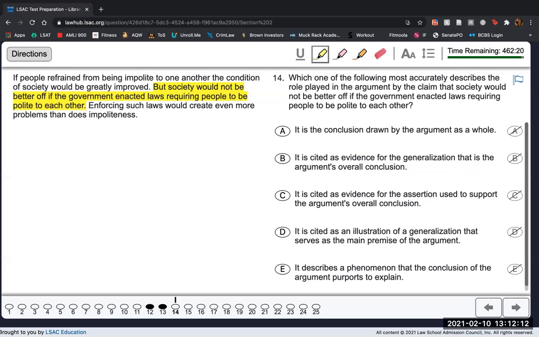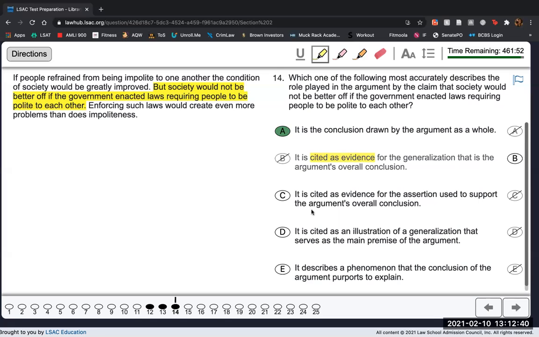So ultimately, the first and the last sentences are working to support that middle sentence as a conclusion. So A is looking like a really good answer. It is definitely the conclusion drawn by the argument as a whole. But let's look at the other answer choices. B, it is cited as evidence for the generalization that is the argument's overall conclusion. So it's definitely not being cited as evidence. That would be referring to that last sentence.